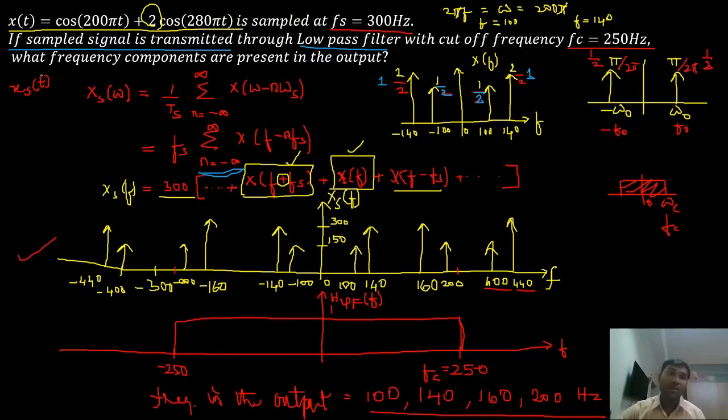This is how we can find what are the frequency components that are present in the output when a given signal is sampled at Fs and passed through a low pass filter with cutoff frequency Fc.